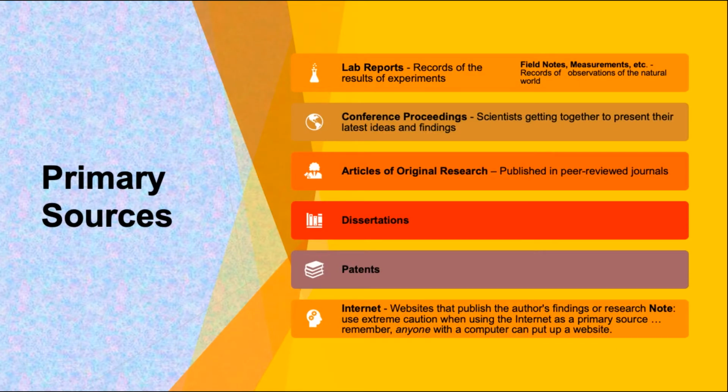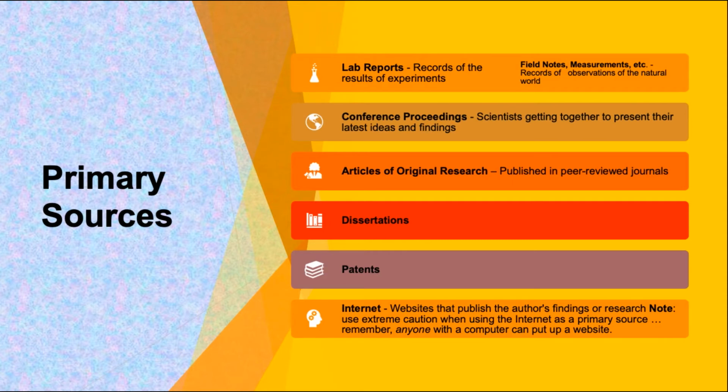Then we have three sources to collect the data for quantitative. The first is primary sources, like lab reports, a record of the result of an experiment. You have field notes, measurements, etc., a record of observation of the natural world. You have conference proceedings, scientific gatherings where people come together to present their work.